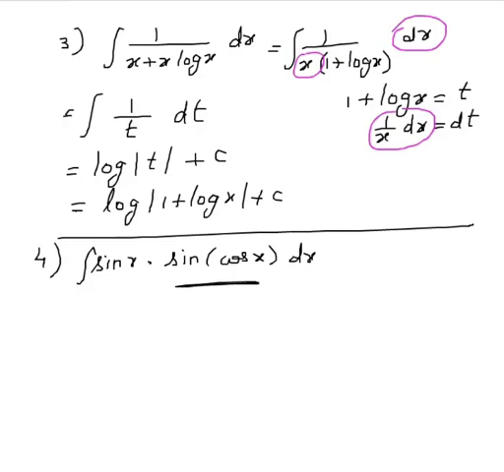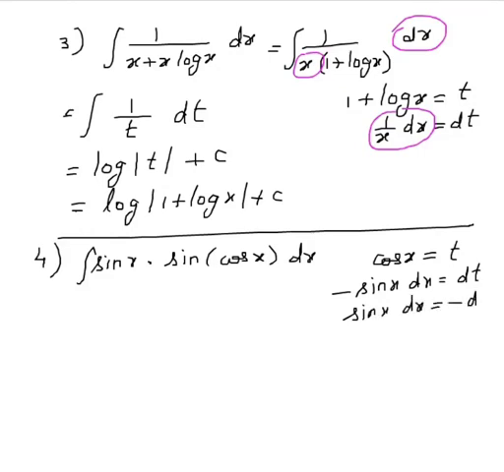Here we have composition of two functions. We will substitute cos x as t, the inner function. Differential of cos x is minus sin x dx. Don't worry about the negative sign. The negative sign can be taken to the other side. So sin x dx becomes minus dt.